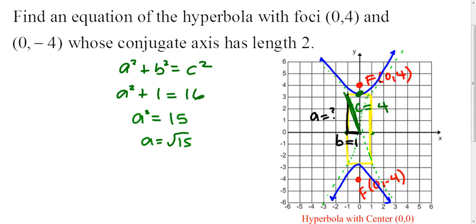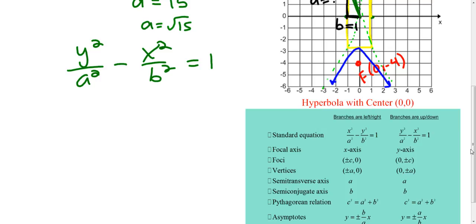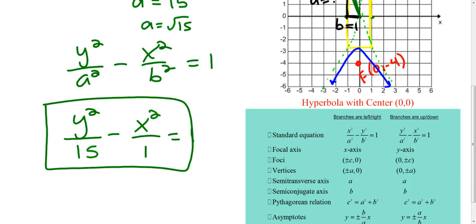Because my foci are along the y-axis, I know that I have to use this formula right here. My y has to come first because my foci are along the y-axis. So I know that I'm going to have y squared over a squared, and a squared is 15, minus x squared over b squared, which is 1. You really don't need that 1 down there, but if you want to put it, you can. Equals 1. In the book, they probably don't have this here, just so you know. They might. I don't know.